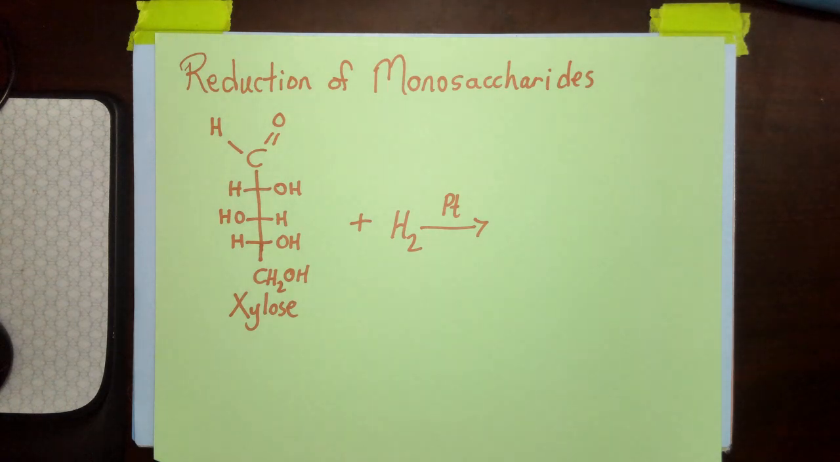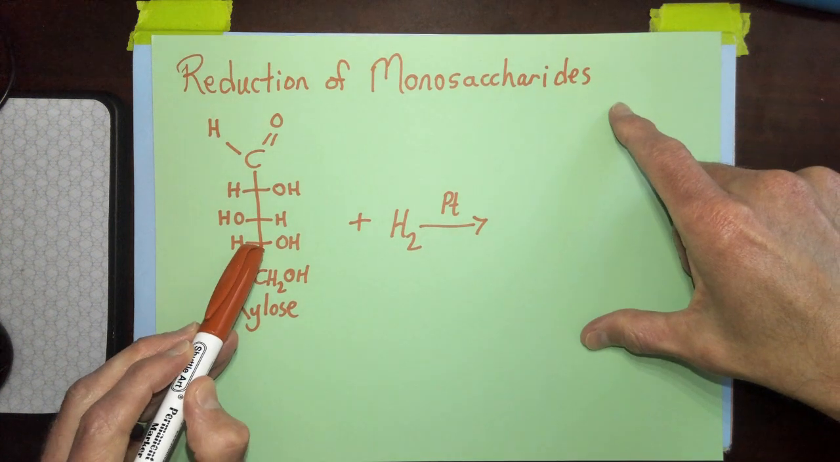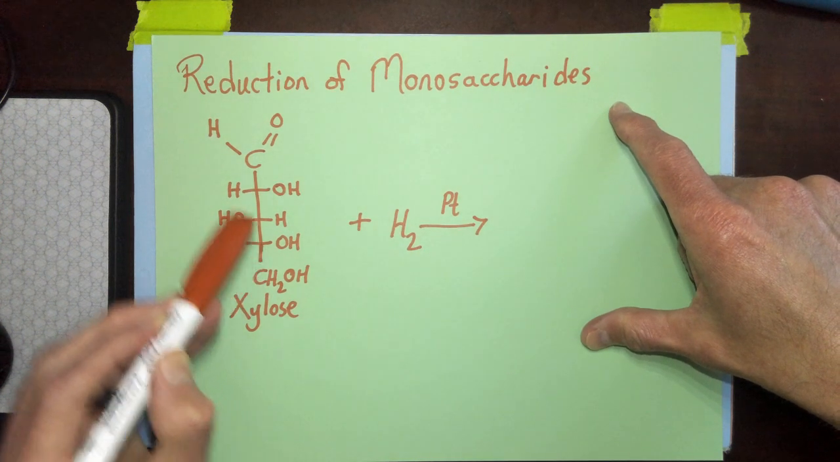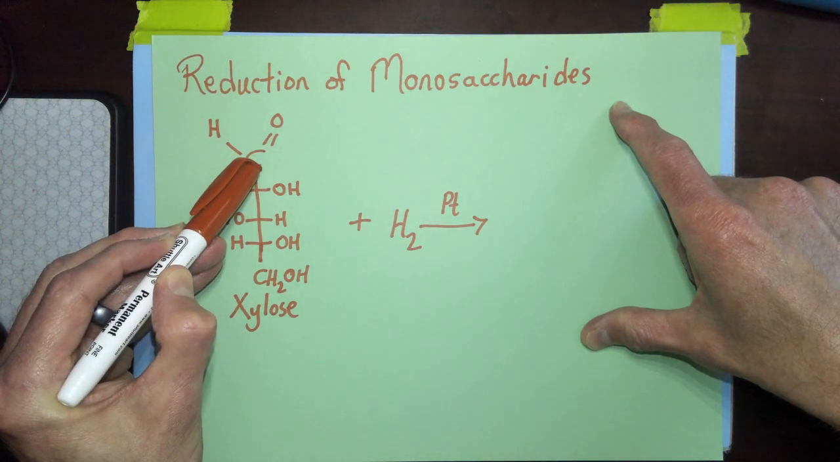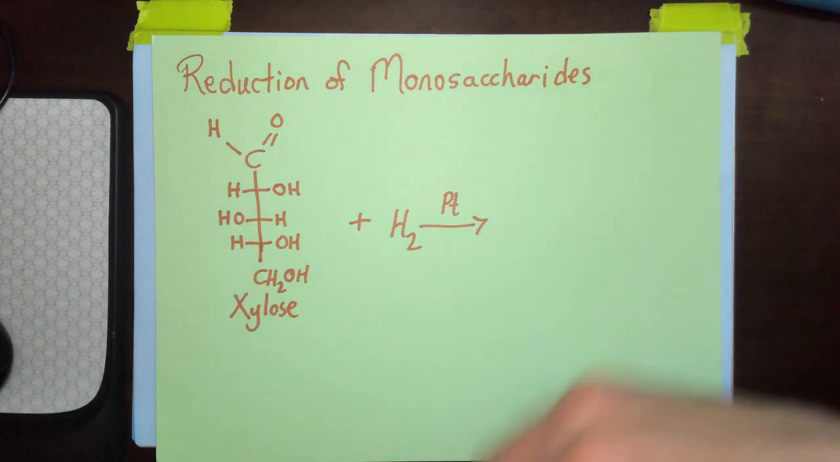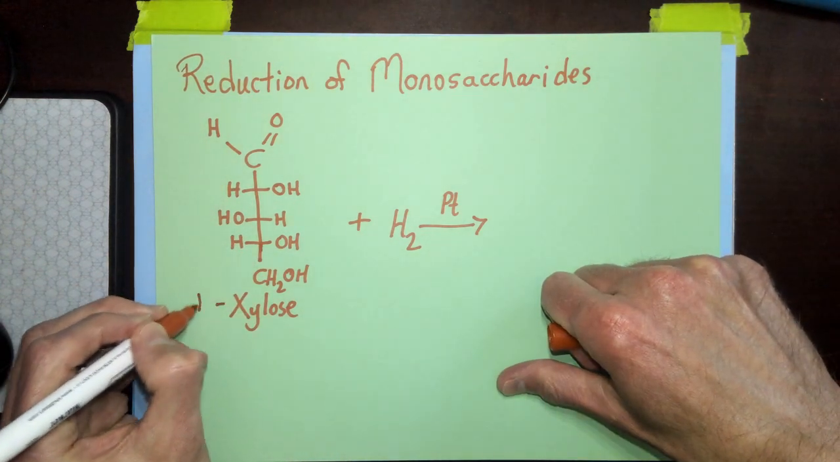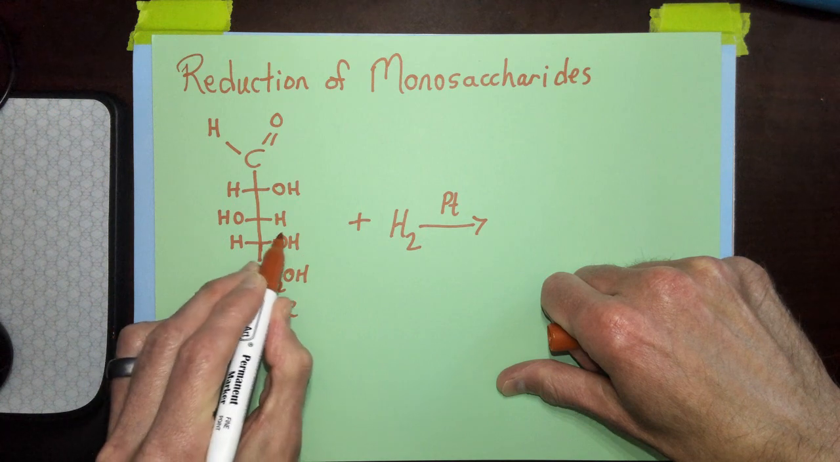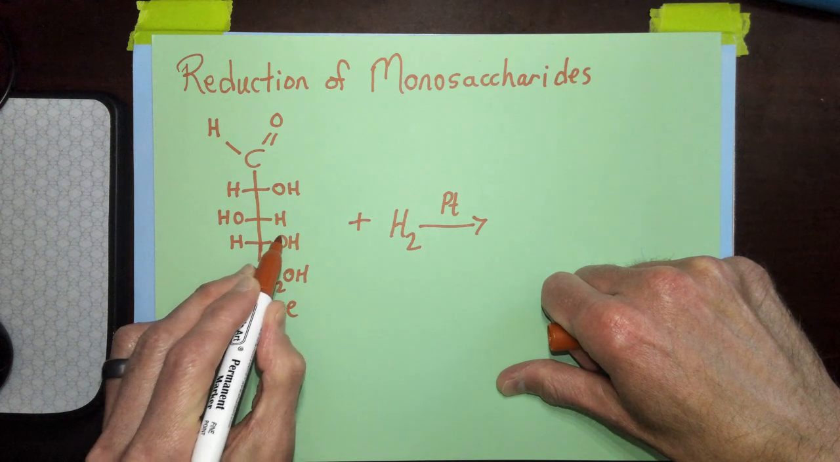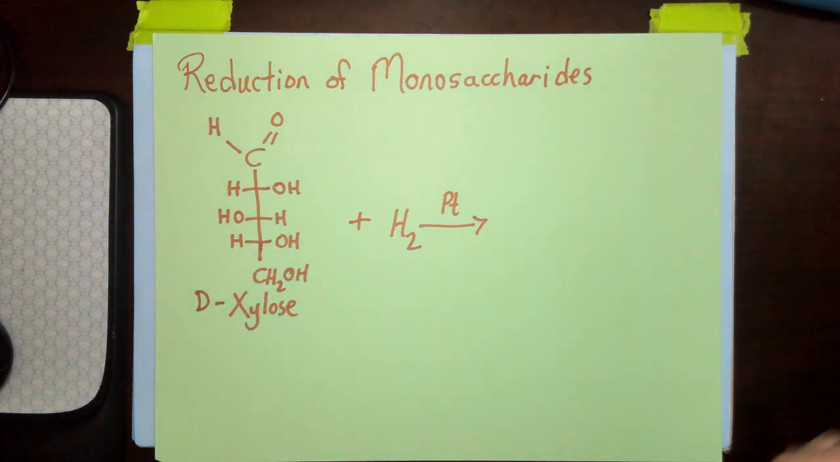And by looking at this configuration and looking at the chiral carbon that is furthest from that most oxidized carbon, this is the D configuration. The OH here on this last chiral carbon is on the right side, so this is D-xylose.